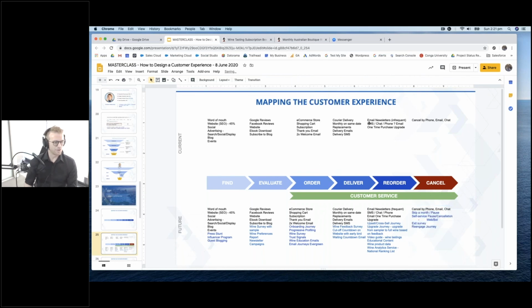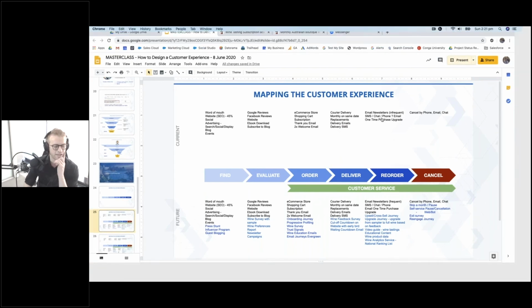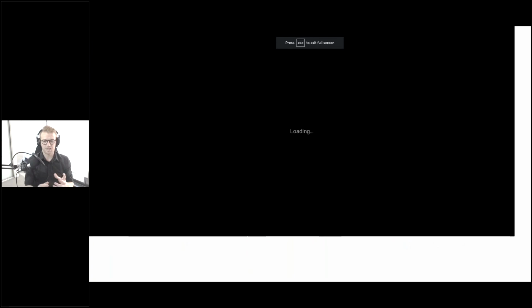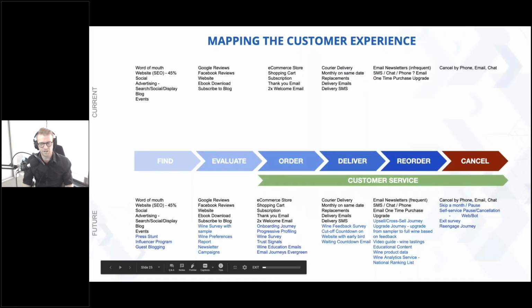And here we go, ladies and gentlemen. So this is how I'd go through the process very quickly of doing this customer experience design. Firstly, you need to understand what that customer acquisition process is, what's the customer lifetime value. Then mapping the experience, going through the current state, and you need to do this with the client, with the person that knows what's going on.